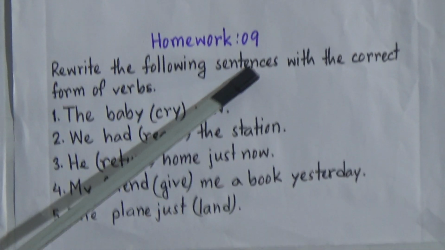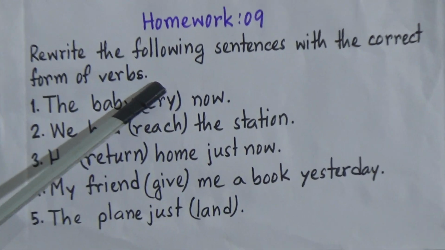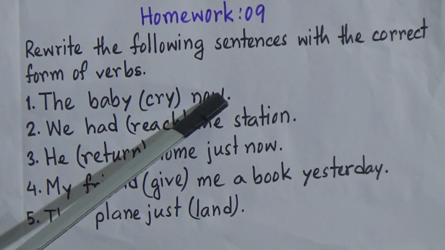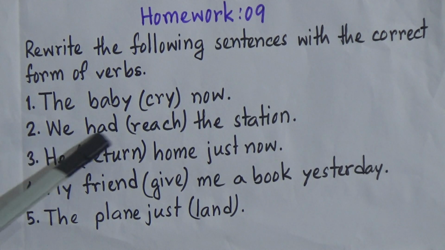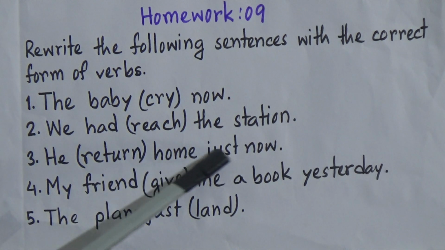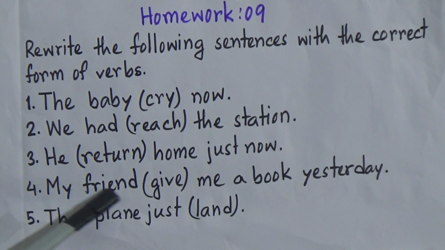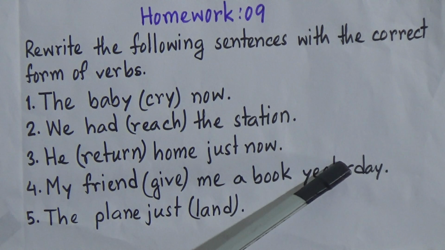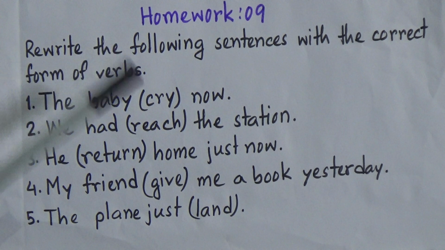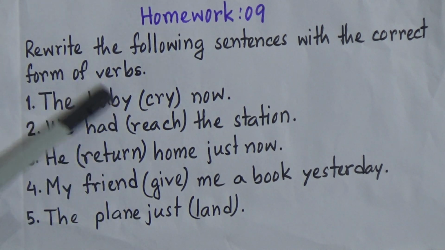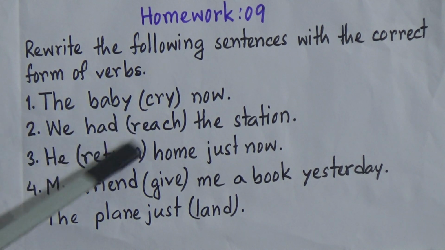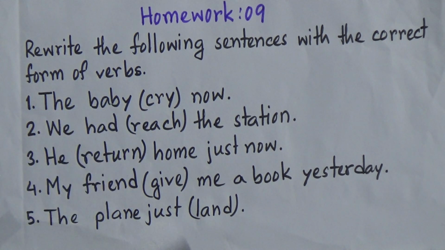Rewrite the following sentences with the correct form of verbs. There are 5 sentences. Number 1, the baby cried now. Number 2, we had reached the station. Number 3, he returned home just now. Number 4, my friend gave me a book yesterday. Number 5, the plane just landed. So you will use the right form of the verbs to complete these sentences, and you will rewrite the sentences with the correct form of the verb in your HW copies.